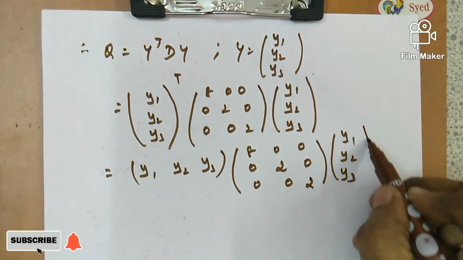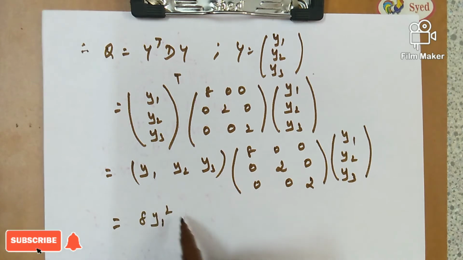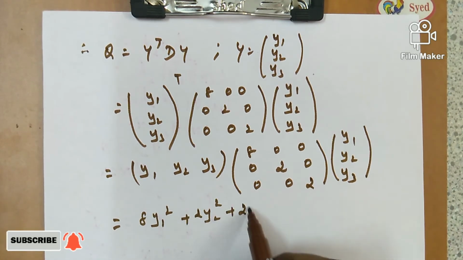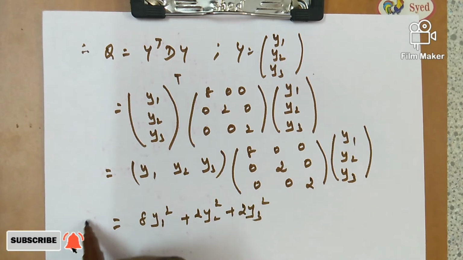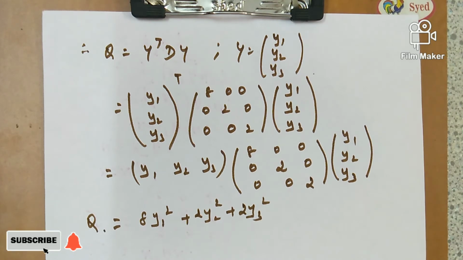When you multiply this, you get 8 y1 square plus 2 y2 square plus 2 y3 square, which is the required canonical form. The problem is not completed up to this. After this, we need to find the rank of the matrix and the index, signature and nature of the quadratic form.